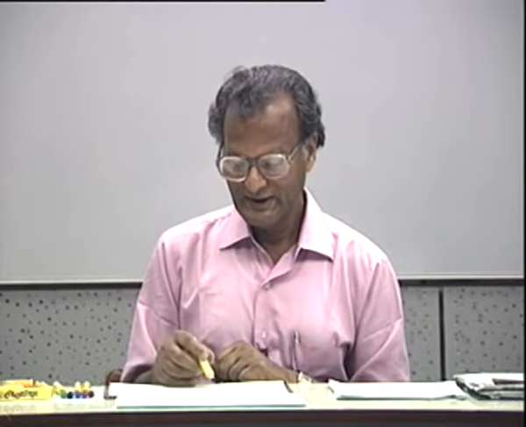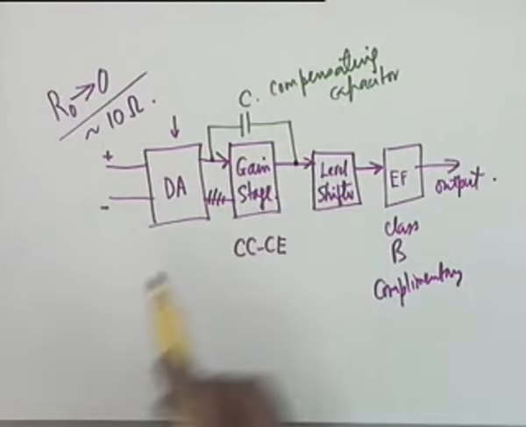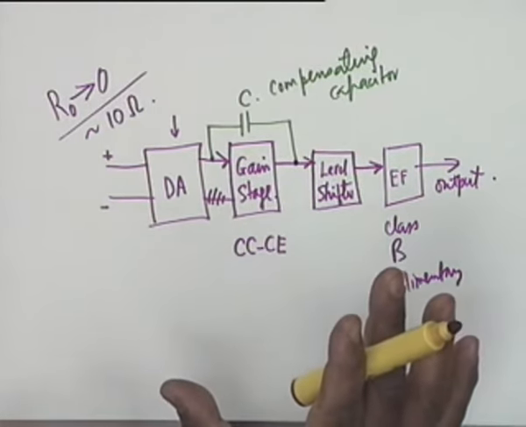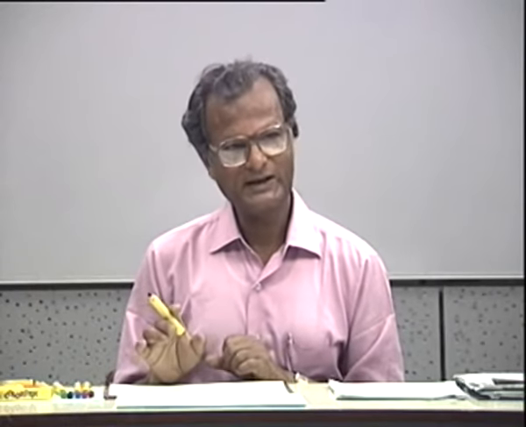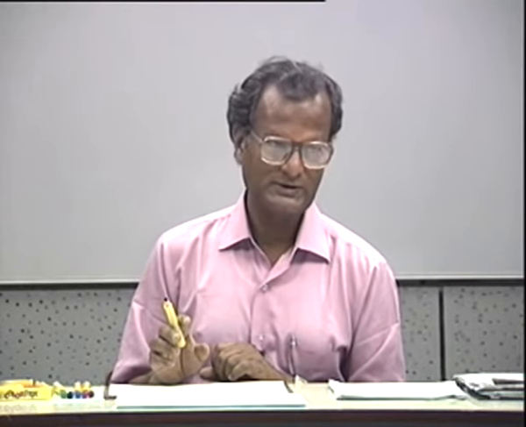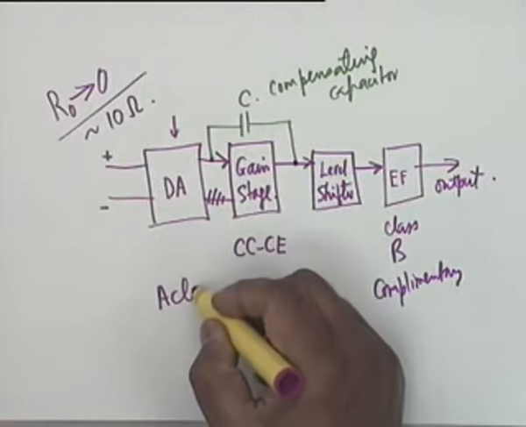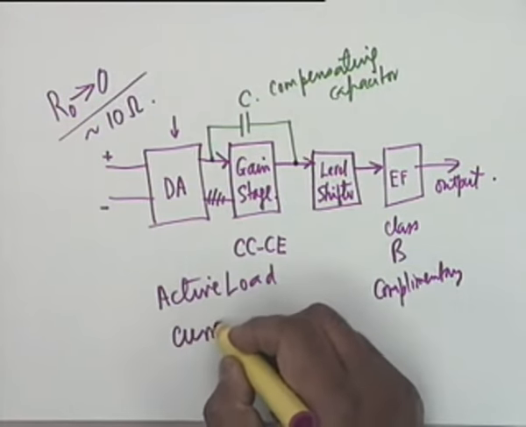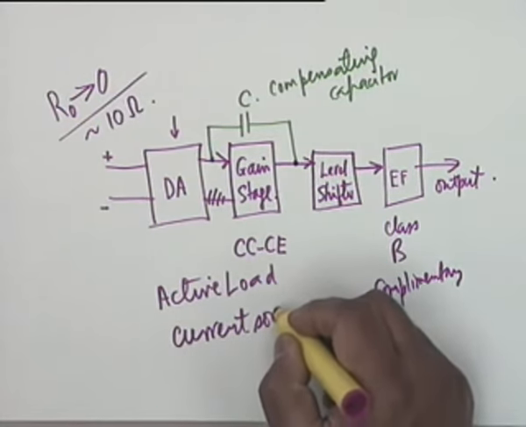Alright, now let's look at DC level, this level shifter. But before the level shifter, let us recall that in the DA as well as in the gain stage, you don't use any external resistance for biasing. For biasing you use a current source, and you don't use any external resistance for the load resistance. You use an active load. So both of them use active load and current source biasing, those current mirrors.